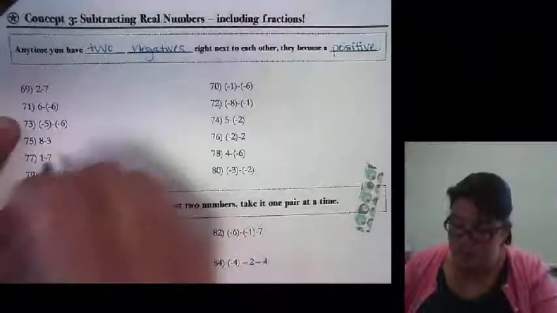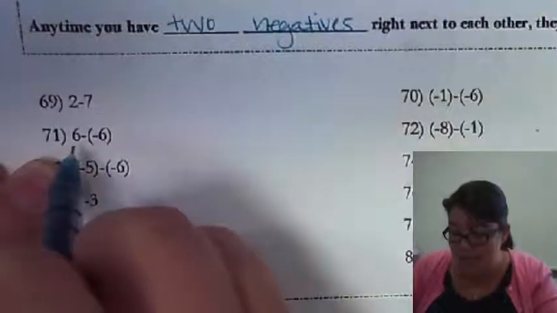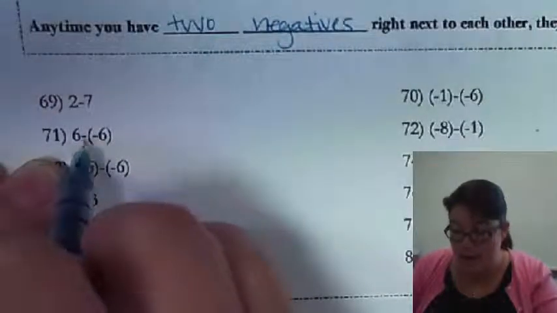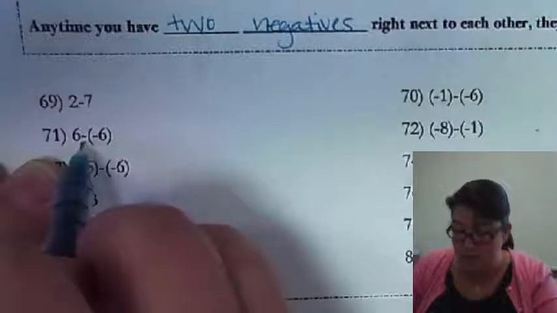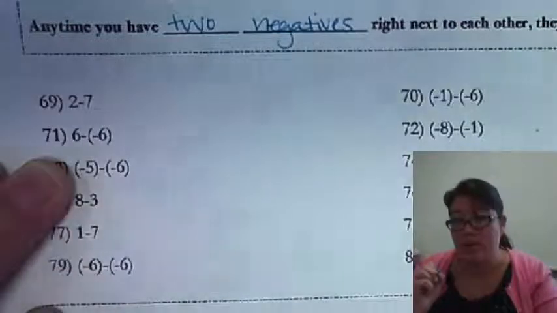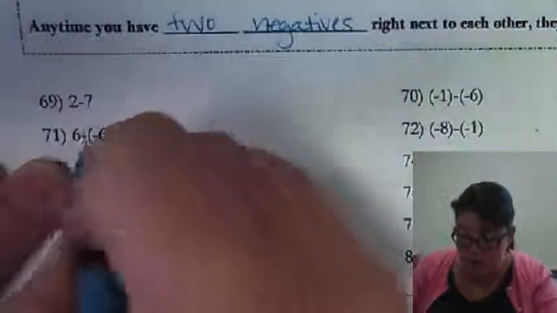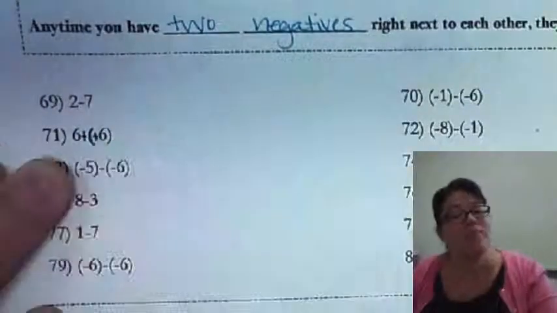Take a look at, for example, number 71. Here we have 6 minus negative 6. See these two little negative symbols right next to each other? Since they are right next to each other and the only thing that's in between is parentheses, that's okay, we are going to turn them into positives.